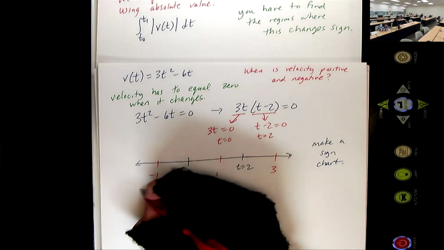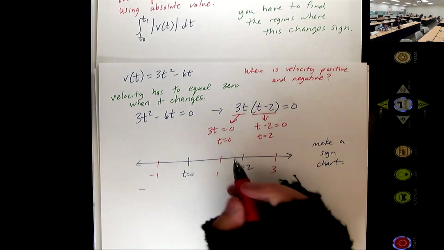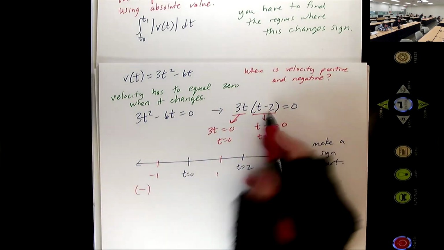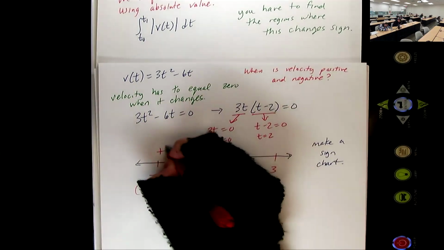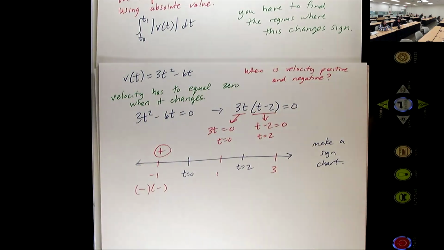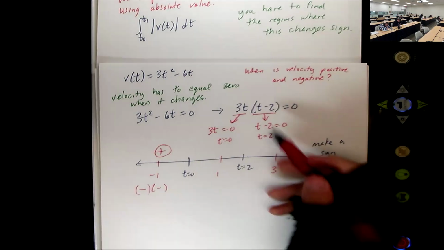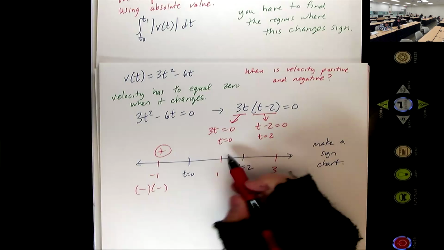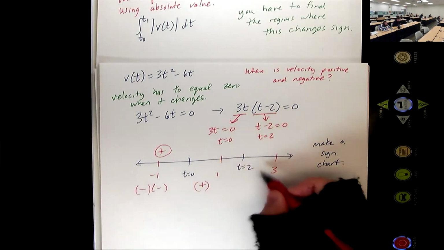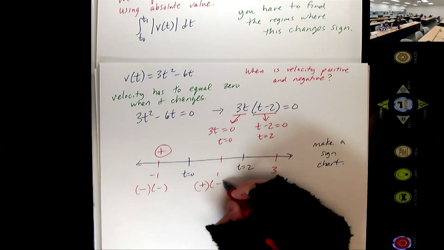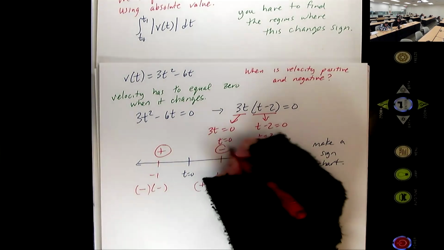-1, I will have a negative for 3t. And will have a negative for t minus 2. So the overall region there is positive. If I stick in positive 1 here, 3t, 3 times 1 is 3. That's positive. 1 minus 2 is -1, that's negative. This region is negative.